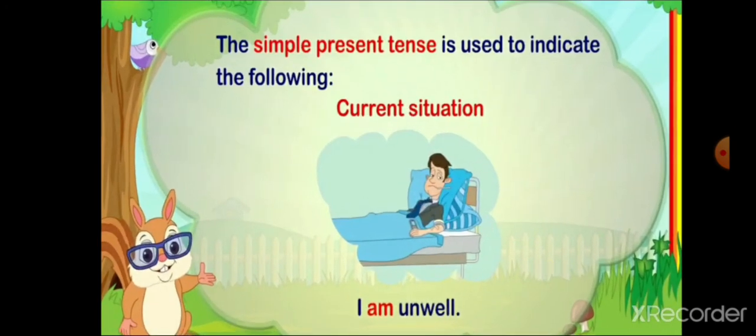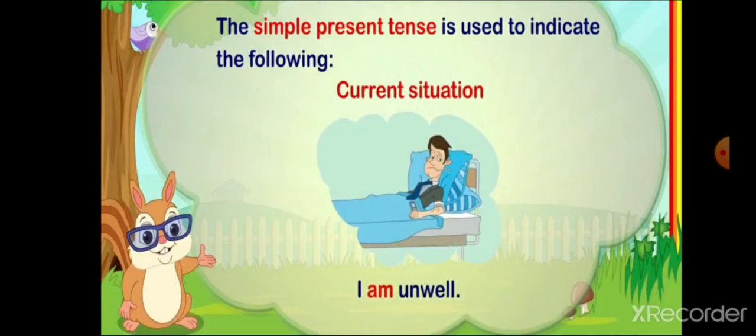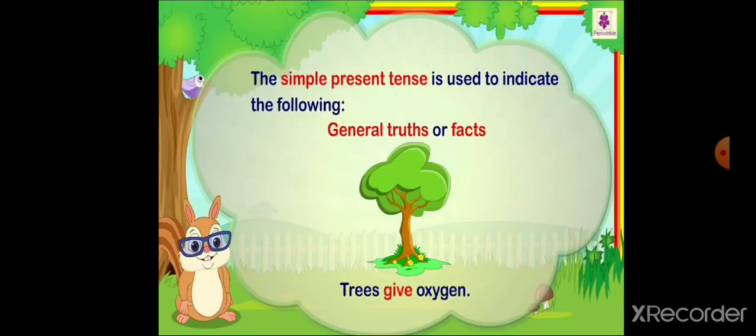The simple present tense is used to indicate current situations. Means whenever we talk about the current situation, the situation of the right time or the situation of the time which is in present, at that point of time also we have to use simple present tense. See the example, I am unwell. Means at this point of time the person is unwell. So at this point of time also we have to use simple present tense.